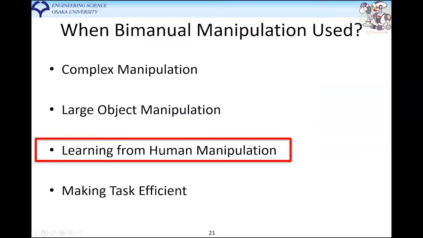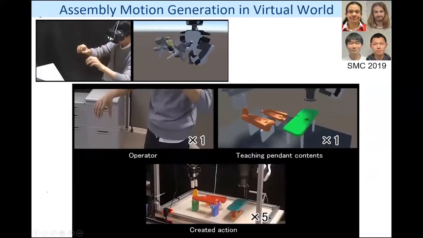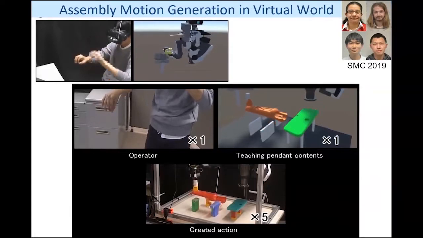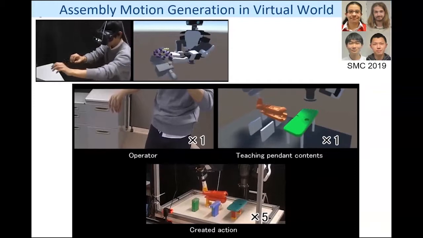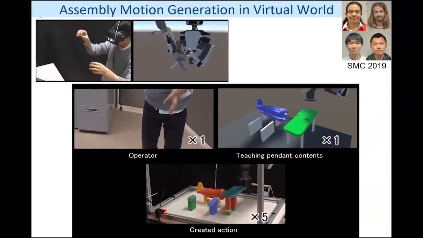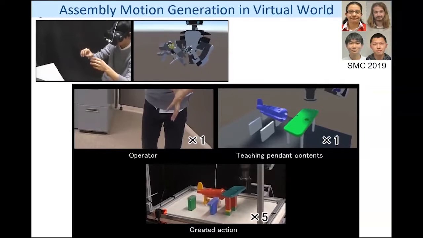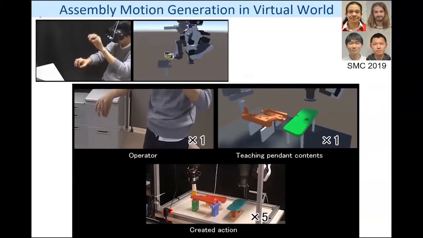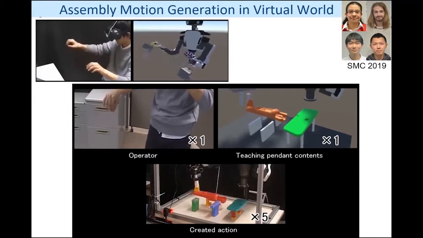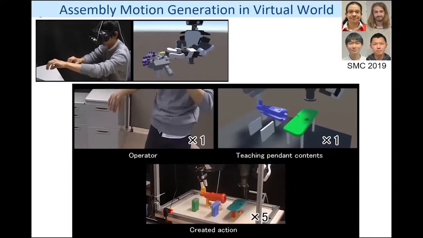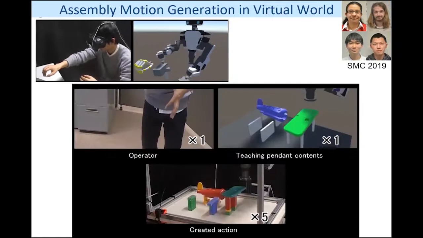Then I would like to move on to learning from human manipulation. In this video, we show the situation where a human teaches the robot how to assemble a product. The human operator wears a head-mounted display, and the motion of the human hand is tracked. The motion of the human hand synchronizes with the motion of the dual manipulator in the virtual world. Then the human operator tries to assemble the object in the virtual world. The motion of the human operator assembling the product is recorded and replayed in the real world.